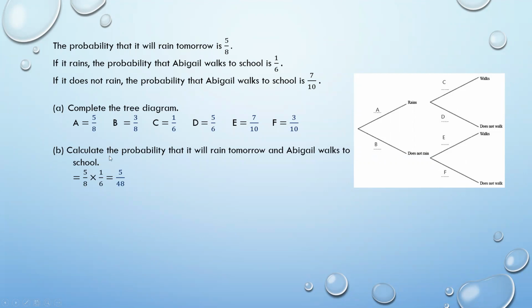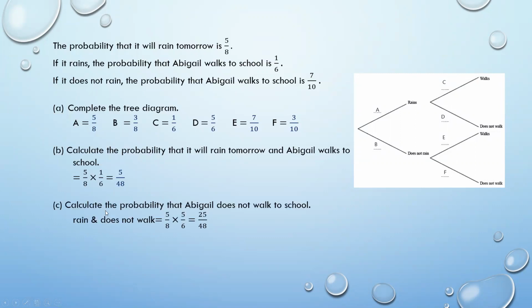Okay, the question is to calculate the probability that it will rain tomorrow and Abigail walks to school. So it says rain, walk. So A times C. So you get A times C. This is the answer.